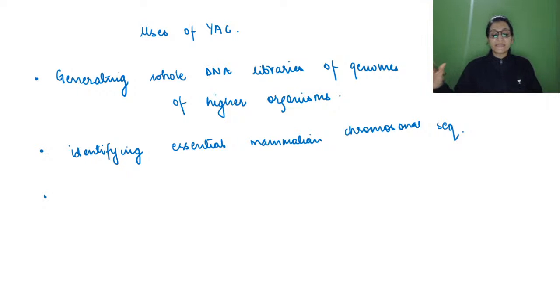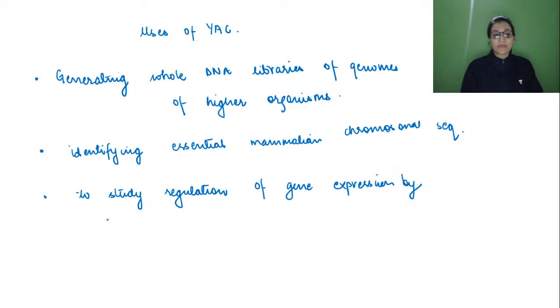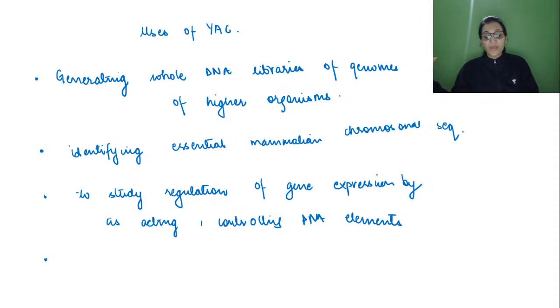in the gene expression by cis-acting controlling DNA elements. To study regulation of gene expression by cis-acting controlling DNA elements that are present either upstream or downstream of large eukaryotic genes after the transfer of yeast artificial chromosome from yeast to mammalian cells. That is also a use of yeast artificial chromosome.